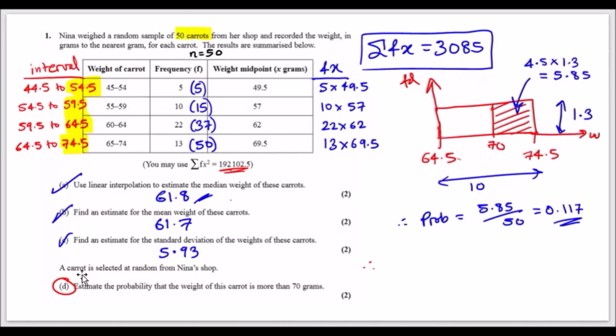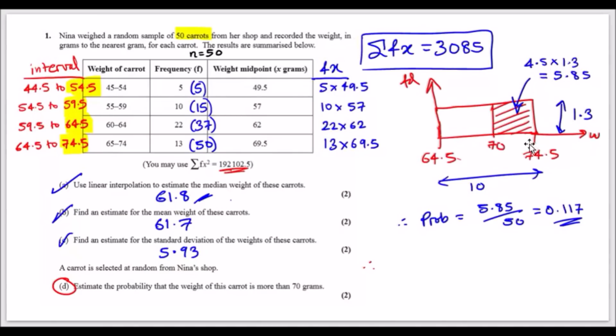Okay, so a carrot is selected at random from Nina's shop. Estimate the probability that the weight of this carrot is more than 70 grams. Now you gotta be very diligent here. What I did here is that I looked at the very last interval, because that's where the 70 grams lie, and I firstly just drew this as a rectangle across. So I just kind of visualized it.